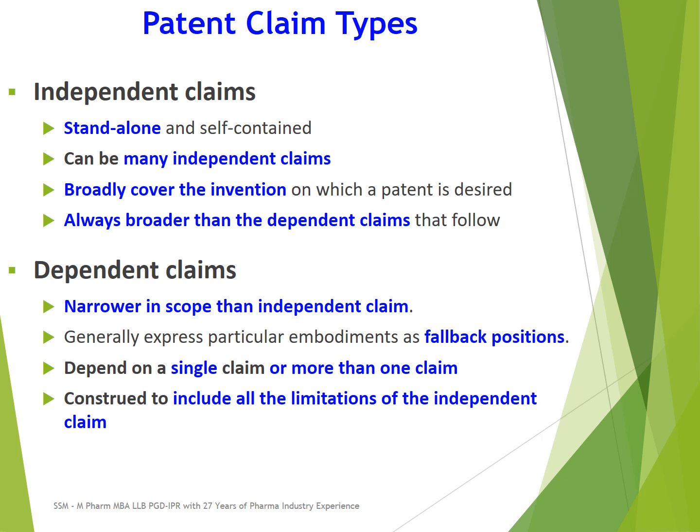A dependent claim may depend on a single claim or more than one claim. It depends on the nature of the product and the way the claims are drafted. Dependent claims are construed or interpreted to include all limitations of the independent claim. So whatever limitations are there in the independent claim, they will be there in the dependent claim also, because they depend on the independent claim.